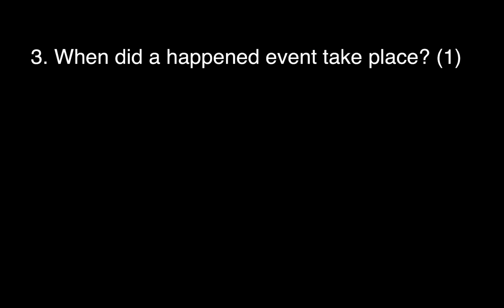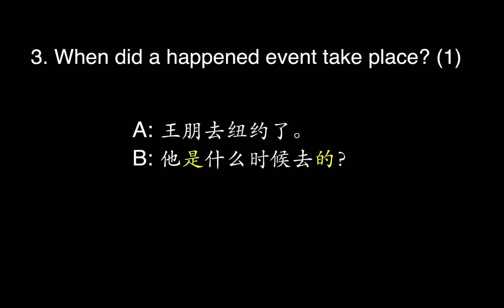Now, let's look at the third way of expressing events in the past. When did a happened event take place? So in this question, you can figure out that the event has happened. That means you already know that this event has happened. And then you want to get further information about, for example, when this happened event took place. So, for example, 王鹏去纽约了. We know that Wang Peng going to New York has happened. Now you want to know when this event happened. So, 他是什么时候去的? So in this case, you have to use this 是...的 construction. 他是前天去的. So he went there the day before yesterday.